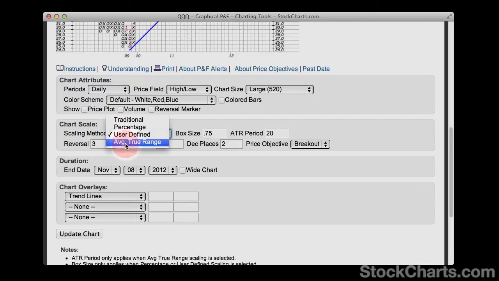And finally, you can set the box size based on the current value of the average true range. And you can set your average true range periods in the box to the right.